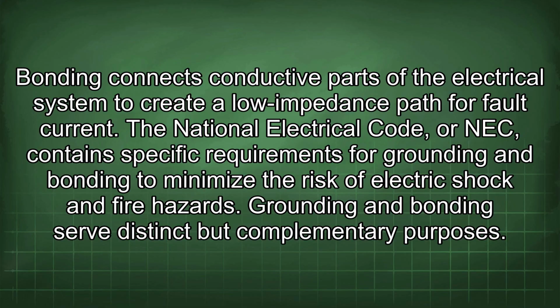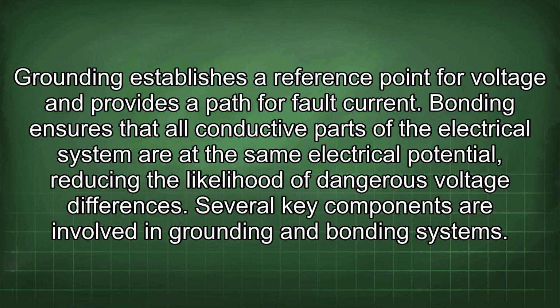The National Electrical Code, or NEC, contains specific requirements for grounding and bonding to minimize the risk of electric shock and fire hazards. Grounding and bonding serve distinct but complementary purposes. Grounding establishes a reference point for voltage and provides a path for fault current. Bonding ensures that all conductive parts of the electrical system are at the same electrical potential, reducing the likelihood of dangerous voltage differences.